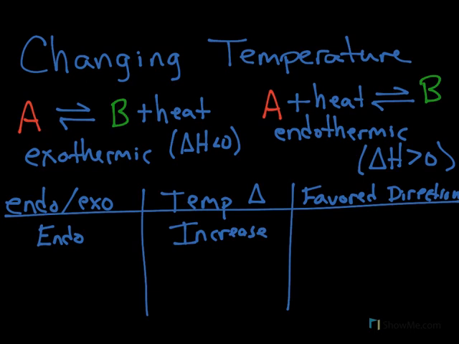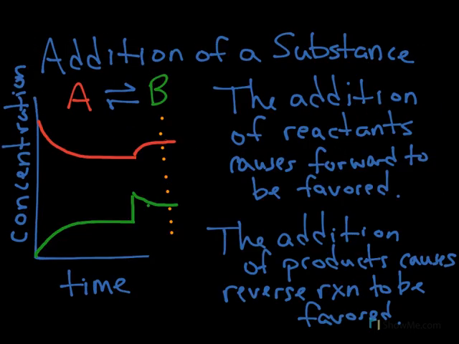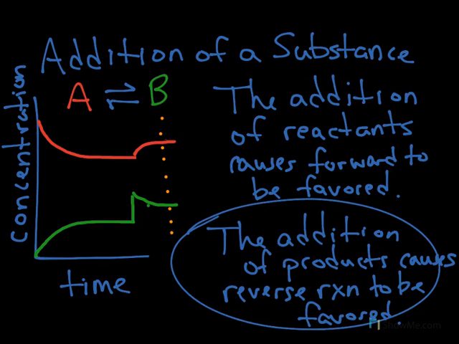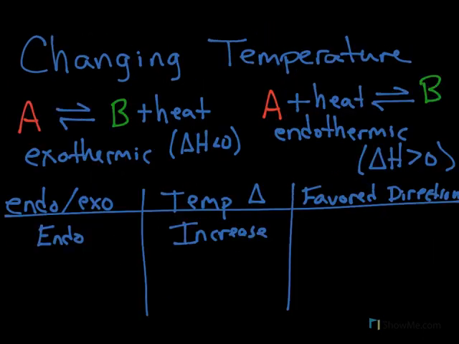Well, I want you to treat this just like it was the addition of a substance. The addition of a reactant causes the forward reaction to be favored, but the addition of a product causes the reverse reaction to be favored. So let's bounce back. In an endothermic process, you can think of heat as a reactant. So I'm increasing the heat, which means I'm increasing a reactant in essence. That's going to drive this to be forward favored in order to, quote unquote, offset that heat that is being added. Well, let's say the reaction's endothermic, but I decrease the temperature.